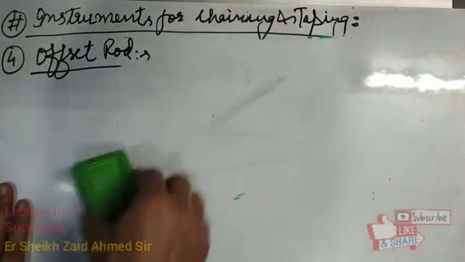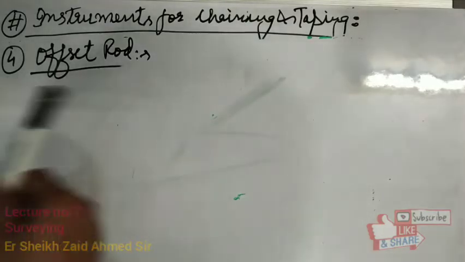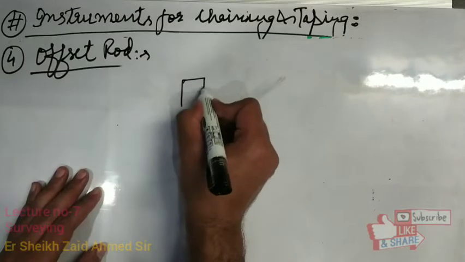Now moving on to the offset rod. So what is an offset rod? Offset rod, as the name suggests, is used for setting out offset lines at right angles to the survey line. See, offsets may be oblique or right angle, but the offset rod is used for setting out offset lines at right angles to the survey line and for measuring small offsets. See, these offset rods are similar to the ranging rods, but they have small differences. I'll make them.